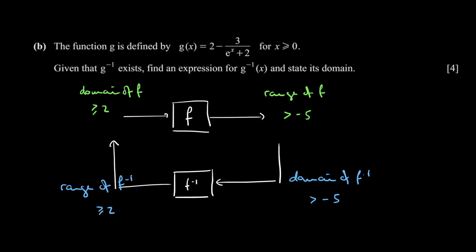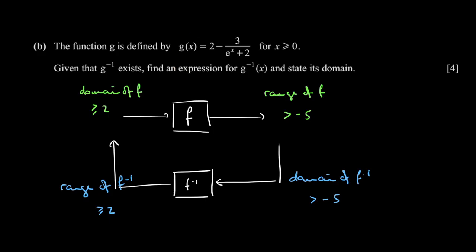Okay, so if we understand this right, the core idea is that the domain of the inverse function is the same as the range of the original function, and vice versa. The range of the inverse function is the same as the domain of the original function. So when we are asked in this question to find an expression for the inverse and state its domain, the domain of the inverse function is going to be the same thing as the range of the original function. So we want to find the range of this guy.